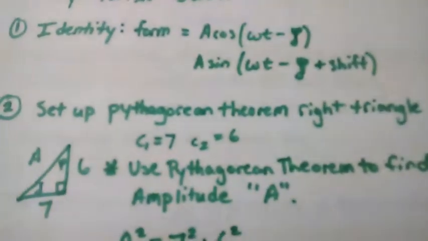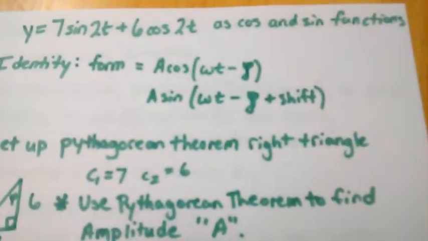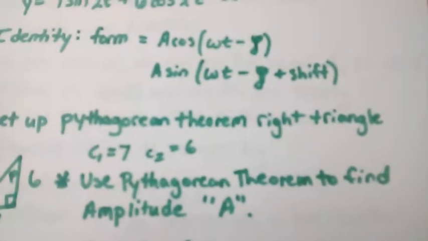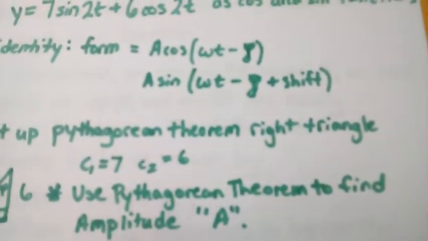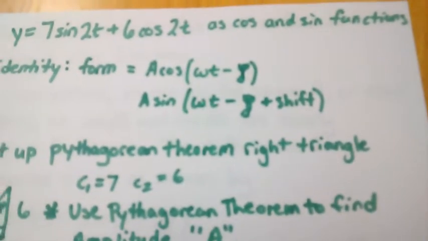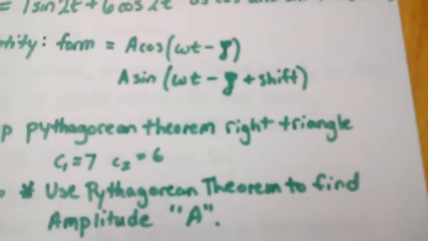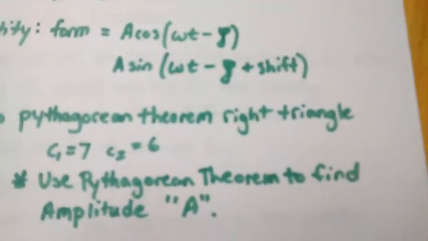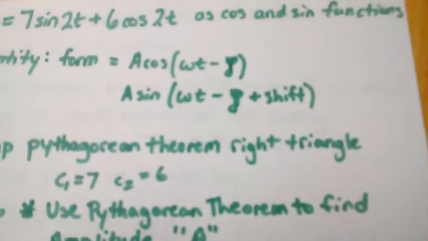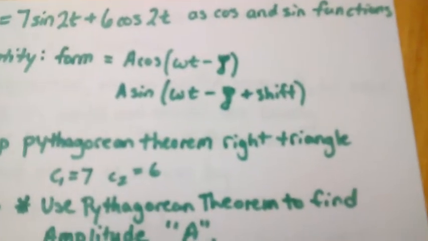So the first thing that we're going to have to realize here is that when we write it in terms of a cosine function, we're going to end up with the form A cosine of omega t minus delta. A is equal to the amplitude of the function, omega is equal to the angle, and delta, we're going to find by taking the arctangent of C1 and C2, and if you look to the bottom of the screen there, you'll see that C1 is equal to 7 and C2 is equal to 6.